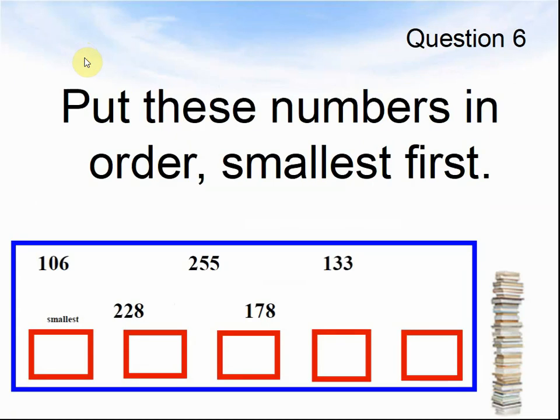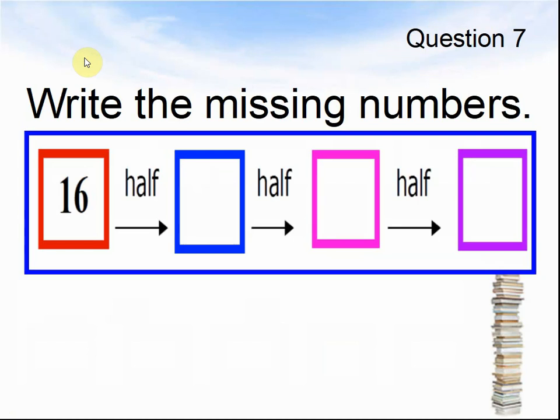Question 6. Put these numbers in order, smallest first. Pause the video and answer the question. Here comes the next question. Question 7. Write the missing numbers. Half of 16 is what? Half of that is what? Half of that is what? Pause the video and answer the question. Here comes question 8.